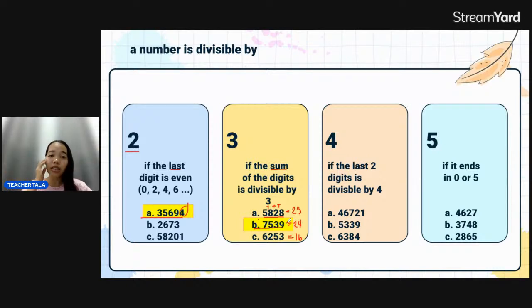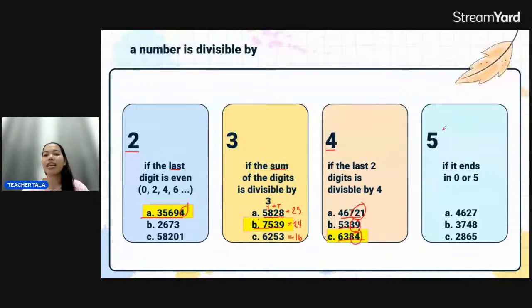Okay. Next, a number is divisible by 4 if the last 2 digits are divisible by 4. So, kahit ilan pa yung digits sa number na yan, kung kukunin mo lang yung last 2 digits, and kung divisible siya sa 4, the whole number itself is divisible by 4. Sige nga, tingnan natin. Is 21 divisible by 4? No. Is 39 divisible by 4? No. Is 84 divisible by 4? Yes. Okay. So the answer is letter C.